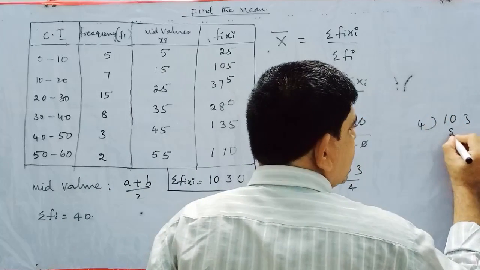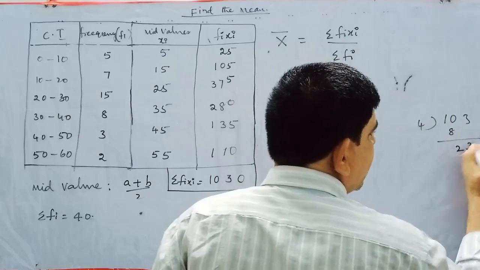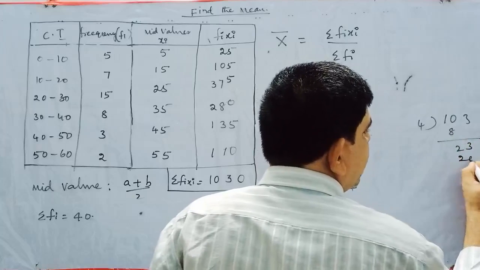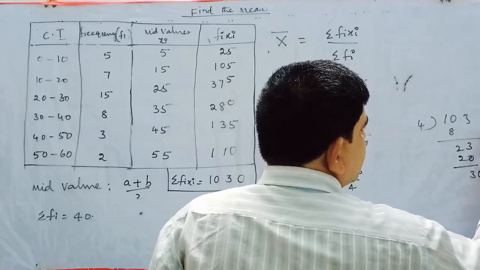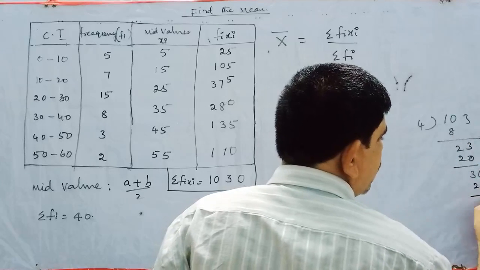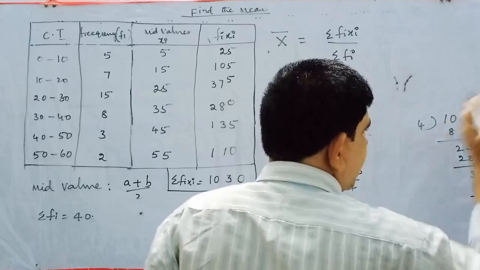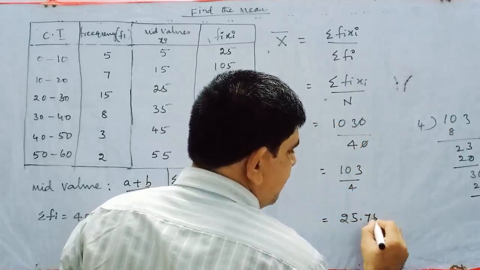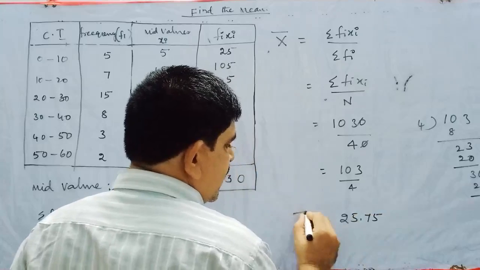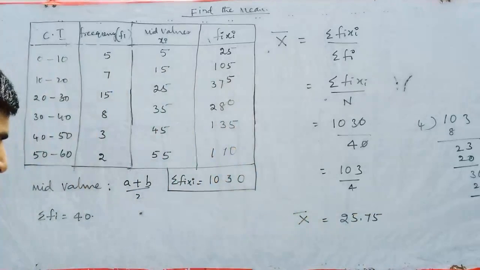See, 103 by 4. 4 2s are 8. Remainder 2. 23. 4 5s are 20. 3 remainder 0. 4 7s are 28. 2 remainder 0. 5s are. So that is equal to 25.75. So this is the arithmetic mean of group data. Okay.